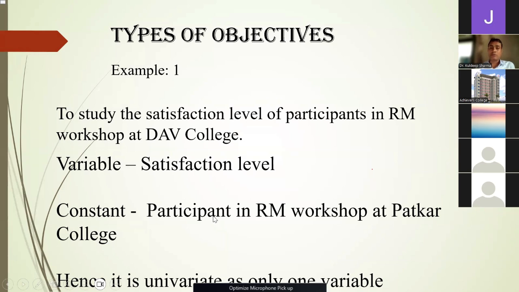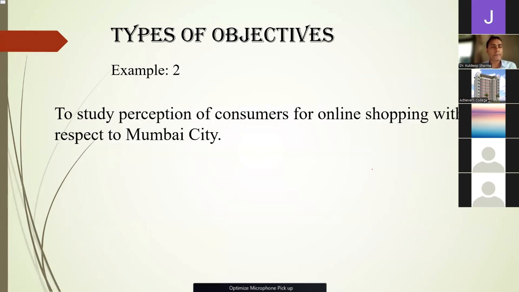Now coming to the second example. Is this example clear? Here we have a second example: to study the perception of consumers for online shopping with respect to Mumbai city. Yes, anybody from your side? By default, first of all, let's talk about the constant variable. Which one is the constant variable?